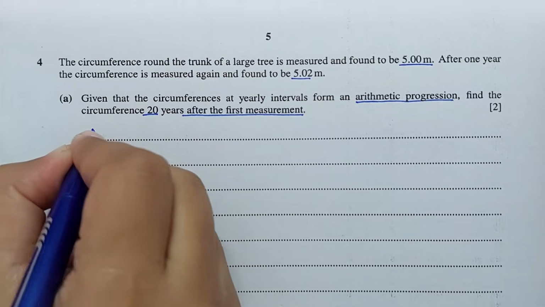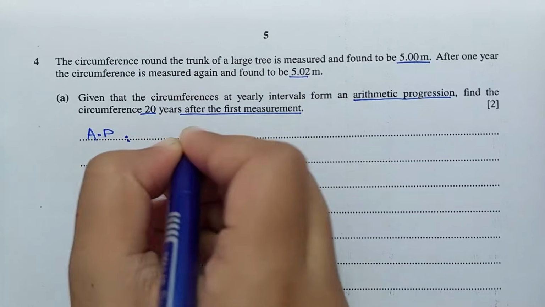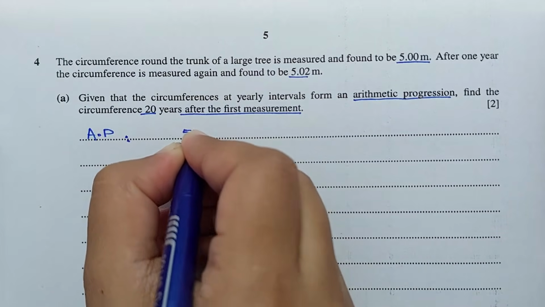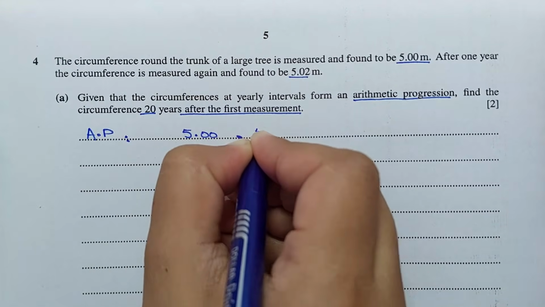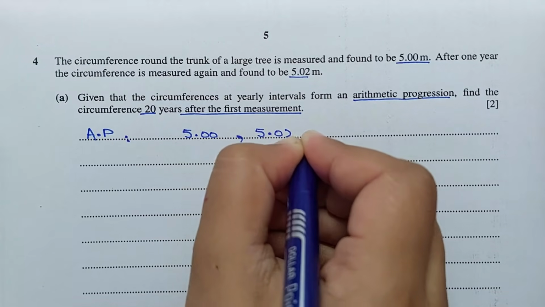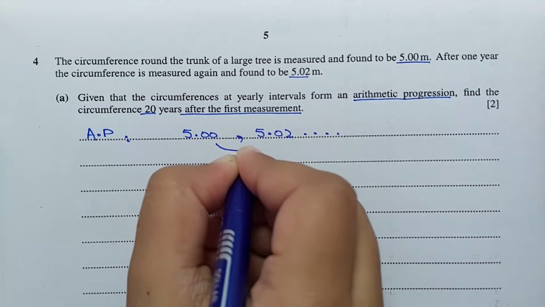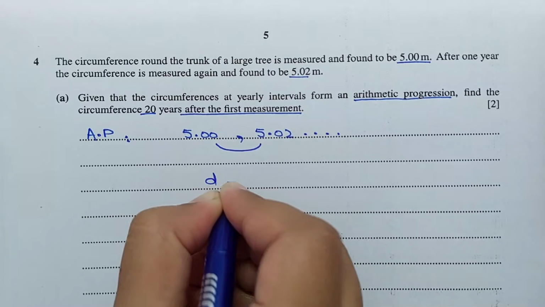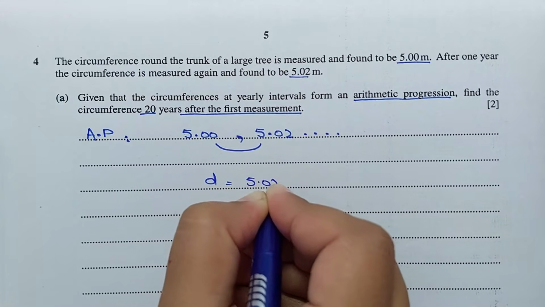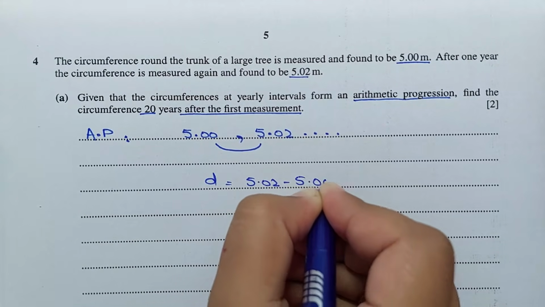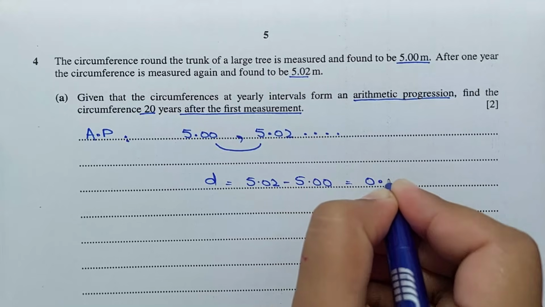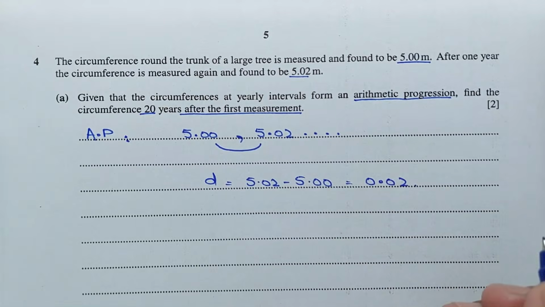So for an arithmetic progression, the first term is 5.00, the next term is 5.02, and so on. So what is the common difference, the d value? The d value is 5.02 minus 5.00, that is equal to 0.02. That is your d value, right?